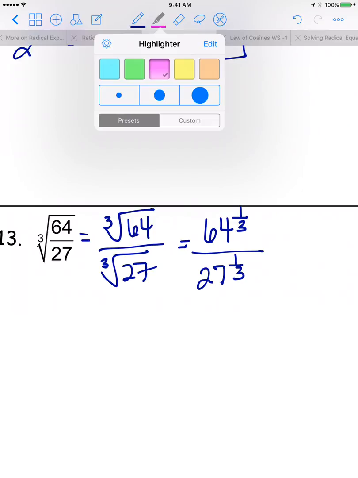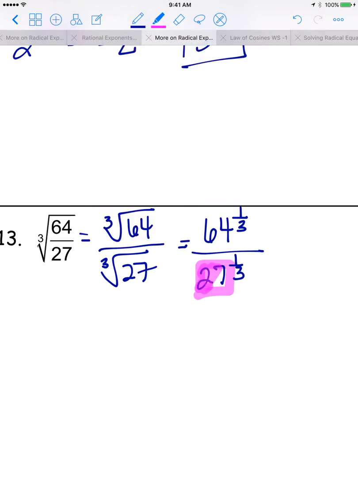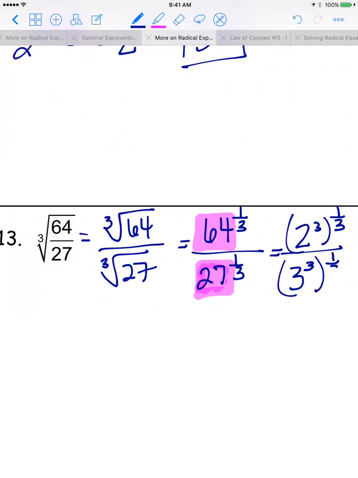So at this point, I hope you can see that we need to change these both to smaller bases so that we can see if we can cancel something out. So I know that 64 could be rewritten as 2 to the 3rd raised to the 1/3, and 27 could be written as 3 to the 3rd raised to the 1/3. And at this point, these 3's would cancel, so then we're left with 2 to the 1st over 3 to the 1st, which is just 2/3.